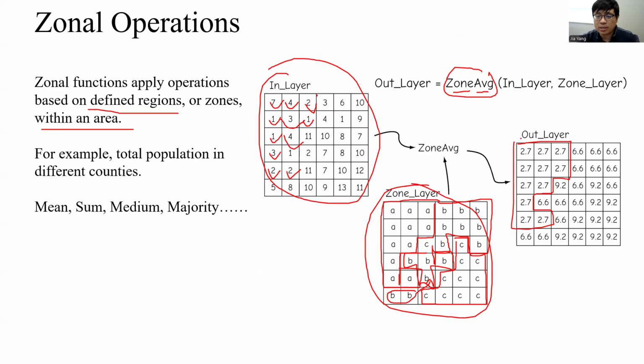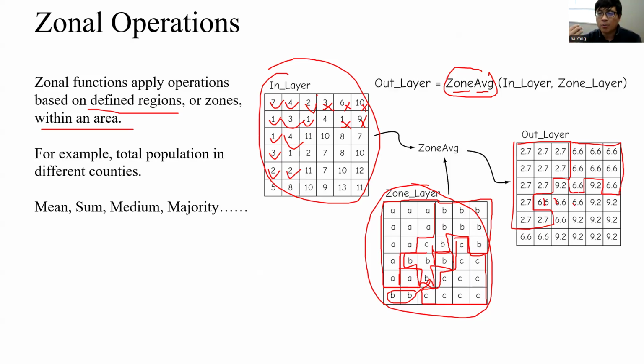Next, we do the same thing for zone B. Here's zone B, B here, B here. Then we select all the pixels in zone B and calculate the average again. So we get the pixel value for zone B. All of them have the same value in zone B. Zone C, the same thing. That's a zonal operation.